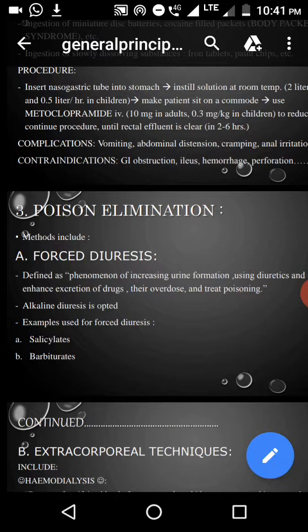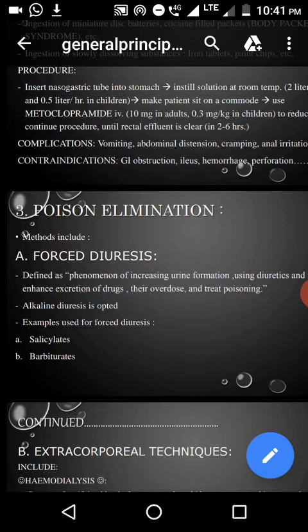Any drug which is going to be eliminated mostly through urine only. Unless the drug enters our body through inhalation. Drugs which enter through the respiratory system, like inhalation general anesthetics, majorly enter and are eliminated through the respiratory system. So the majority of drugs are eliminated through urine.